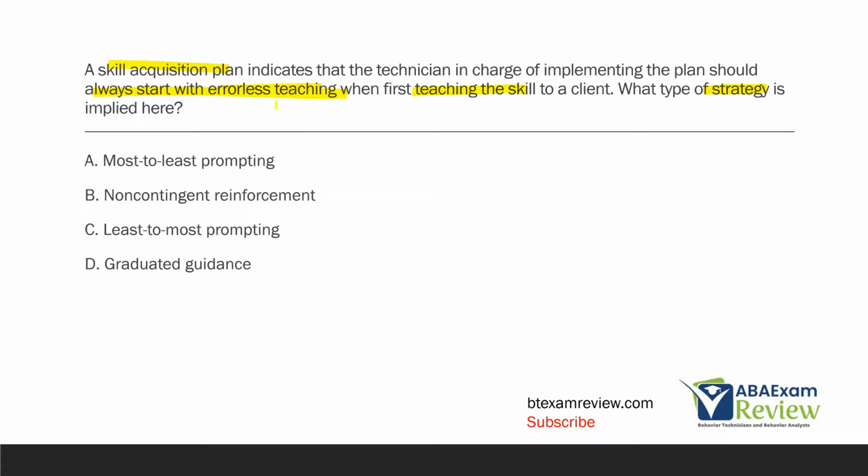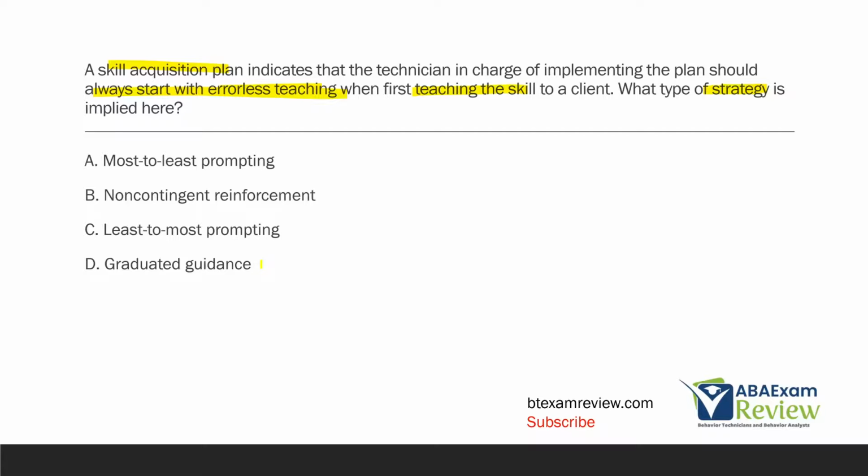Is errorless learning or errorless teaching part of non-contingent reinforcement? No, non-contingent reinforcement is something entirely different from errorless teaching. Non-contingent reinforcement, we're delivering reinforcement not contingent on a behavior occurring. What about least to most prompting? With least to most prompting, it's the opposite of errorless teaching. The first step in least to most prompting is allowing the learner to fail, meaning we don't assist at all. We just let the learner respond. If they fail or make an error, that's okay. That's least to most prompting. That's not what we're using here. We're doing the opposite. And then graduated guidance. Graduated guidance is a type of physical prompting.